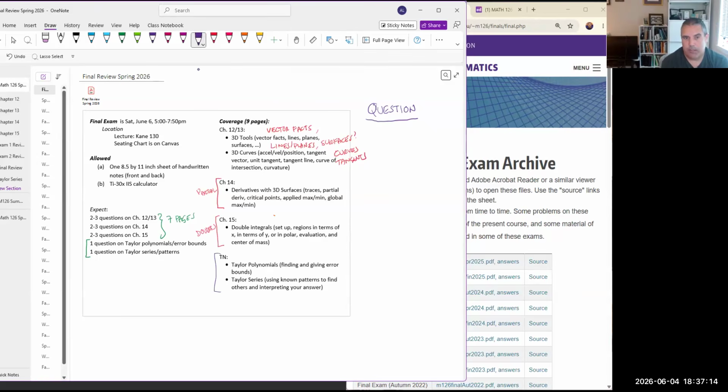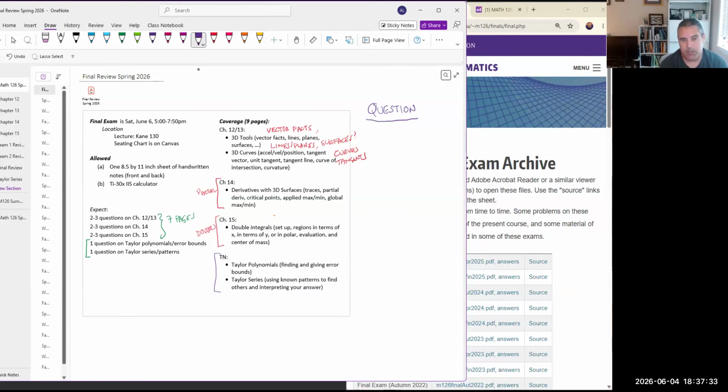So it would be good if you're preparing to work through a couple finals in some detail. It would be good to have done a couple double integrals in preparation. It would be good to have found some critical points, maybe done a couple applied maximin, a couple global maximin.